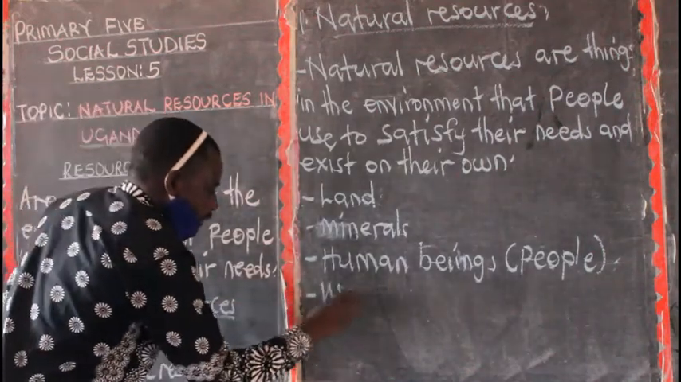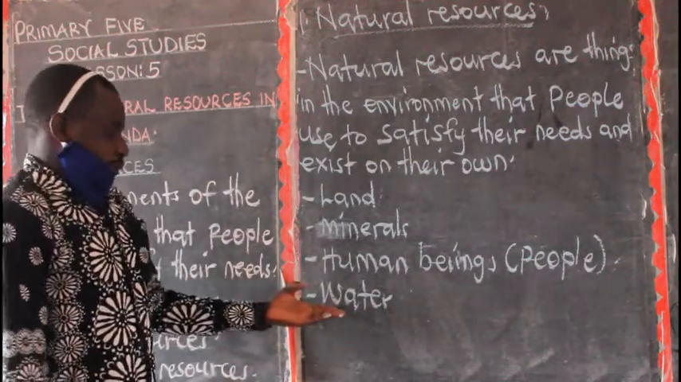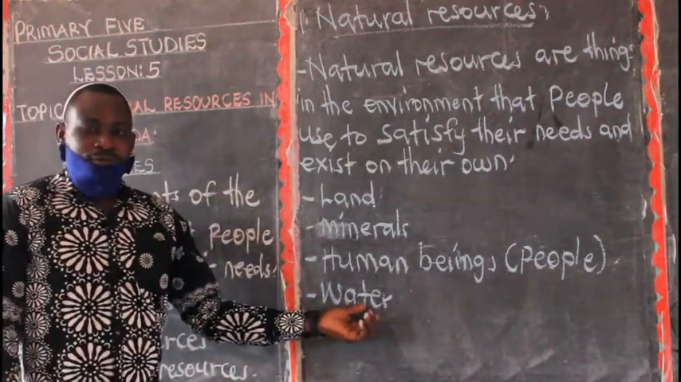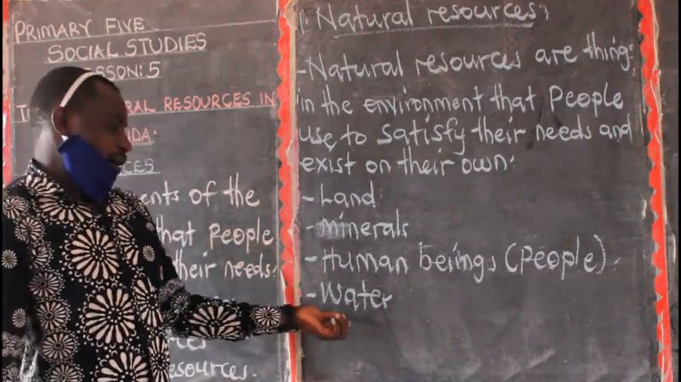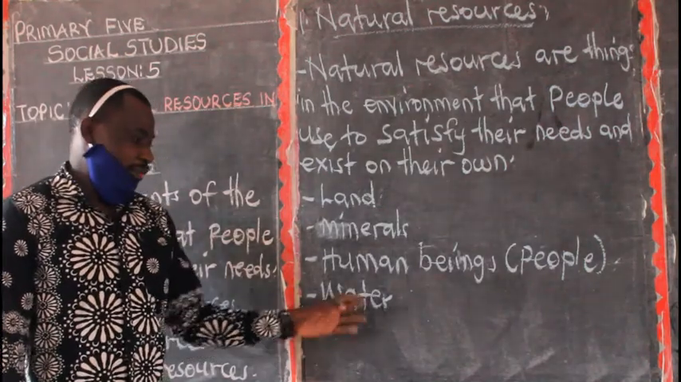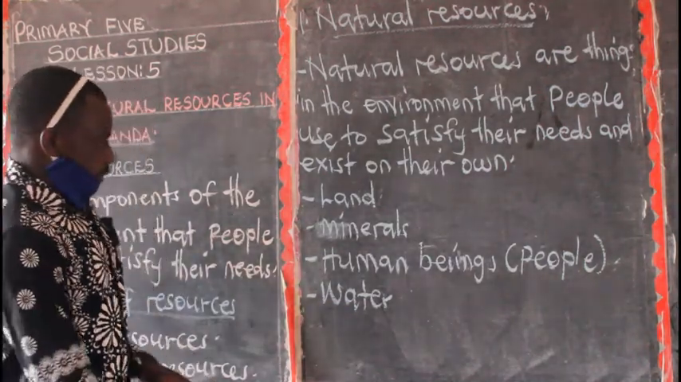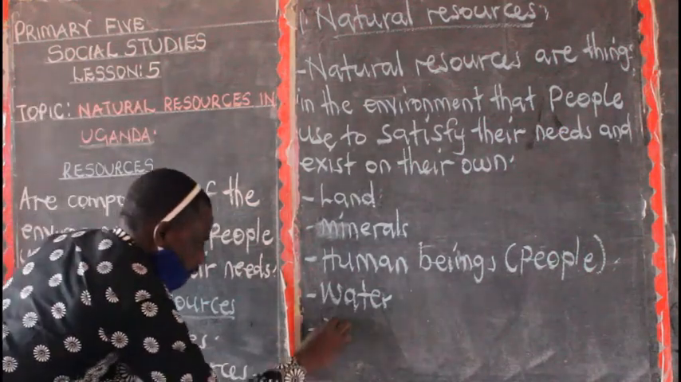Then you also have water. If you look at water, we can look at examples of the water bodies that we have in Uganda. We have lakes, rivers, swamps, etc. We also have another example of the natural resource, and that is the vegetation.